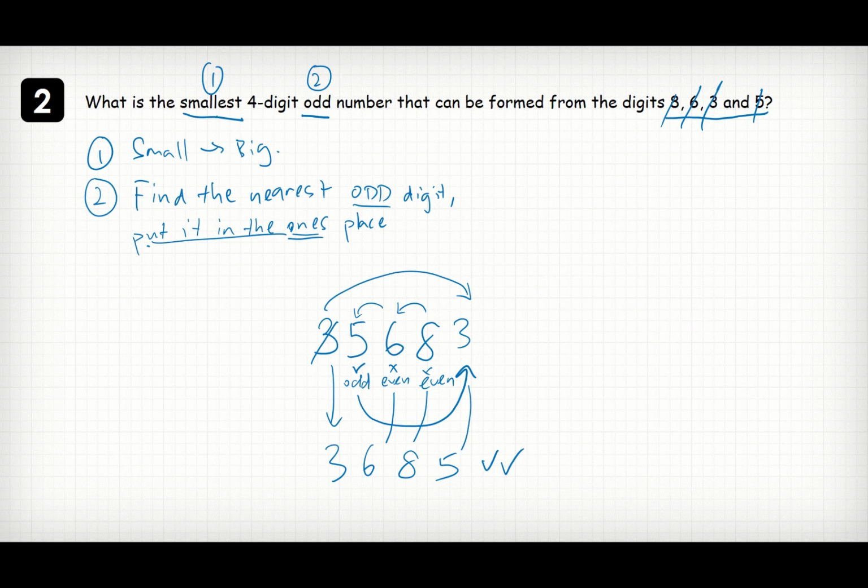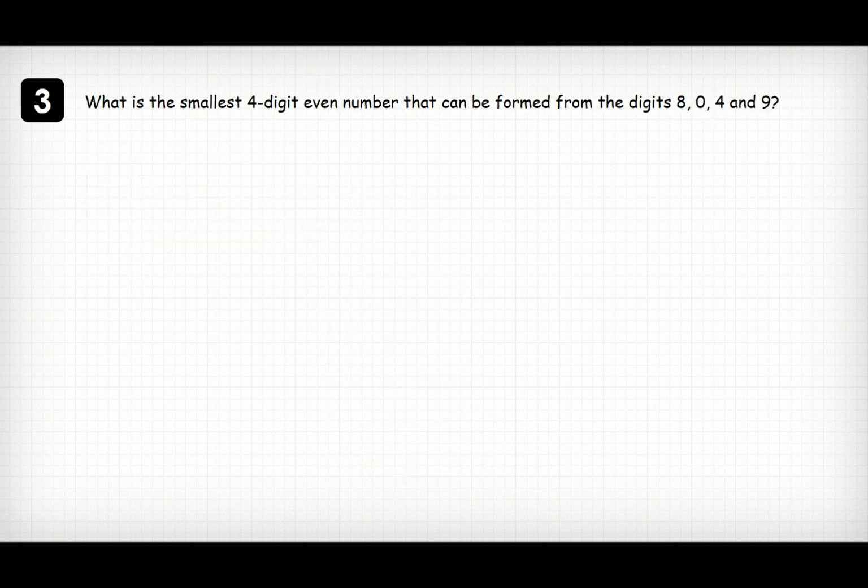Okay, try it. Let's do one more question. You find that this method is really helpful. What is the smallest 4-digit even number that can be formed from the digits 8, 0, 4, and 9? Now, a very common trick question that I like to trick my students sometimes also is that I ask for the smallest number and I give you a 0. How come? If you ask.